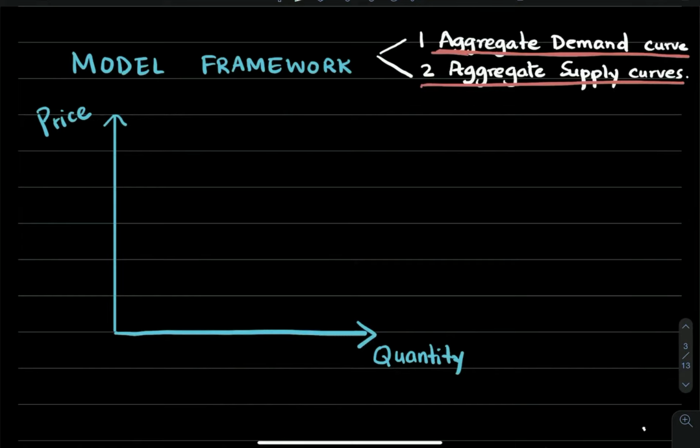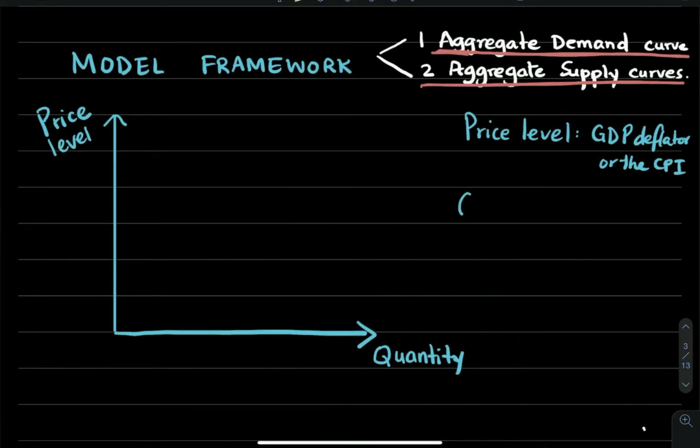So on the y-axis, we will be talking about some sort of a price level, which is something like the GDP deflator or the CPI, which is a price index giving us an understanding of the overall level of prices for many, many, many goods, right? And on the x-axis, we have quantity of output, in fact, real output, I should say. And this is your real GDP.